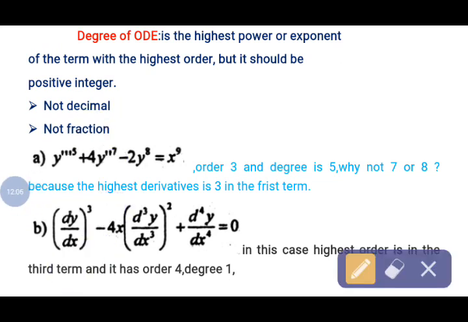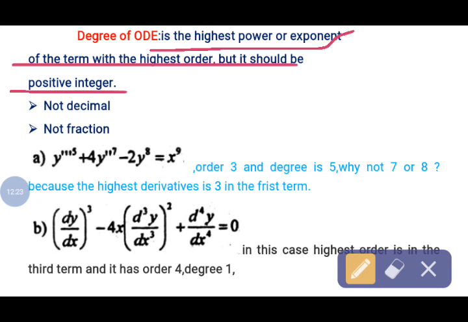Degree of ordinary differential equation. The degree of an ordinary differential equation is the highest power or exponent of the term with the highest order, but it should be a positive integer. Understand it. To find the degree of an ordinary differential equation, the exponent or the power of the term should be a positive integer, not a decimal, not a fraction.